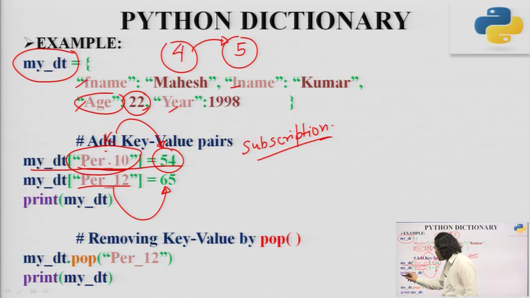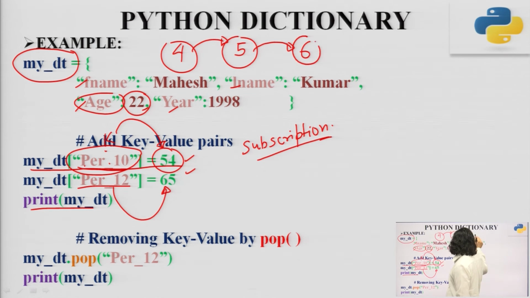Now, we are again printing the my dt after putting these 2 statements, and you will see that our data is expanded from 4 to 5, 5 to 6, in which we hold the 6 key value pairs along with percentage 10 and 12. Now, the next thing is how we are going to remove the key value pairs.